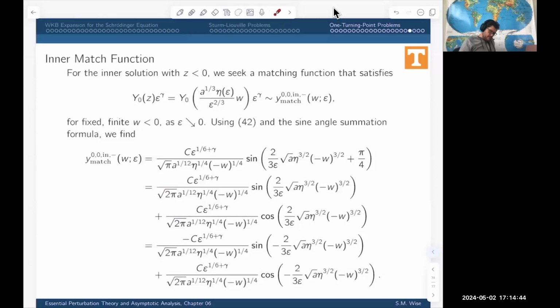What do we need to do next? Next, I'm going to introduce a minus sign in here on the sine term. Well, remember, sine is an odd function, so if I introduce a minus sign, I have a minus that. Cosine's an even function, so I can just bring the minus sign in. And now I can do my matching.